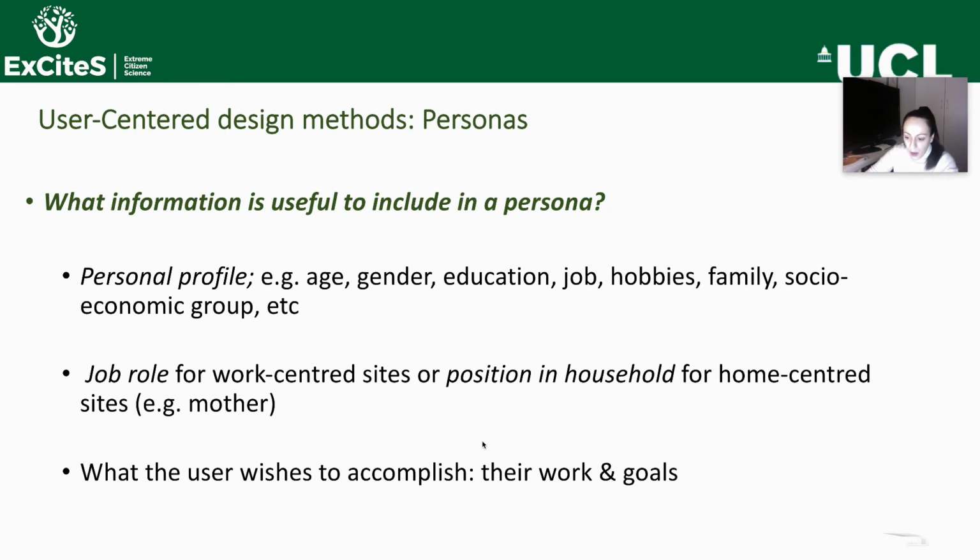So what information is it useful to include in a persona? Personas include a personal profile of the potential user, including age, gender, education, job, hobbies, family, socioeconomic group, etc. Job role for work-centered sites, or position in household for home-centered sites. What the user wishes to accomplish, that is the exact goals from using that particular system.